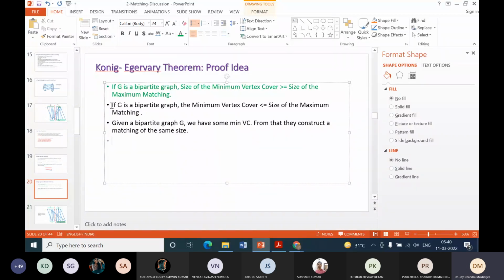To prove this statement, what we do, so now we start to prove this Koenig-Egervary theorem. That given a bipartite graph G, we have some minimum vertex cover. Okay. Now, from this minimum vertex cover, if we construct a matching of the same size, then we are done. Okay.